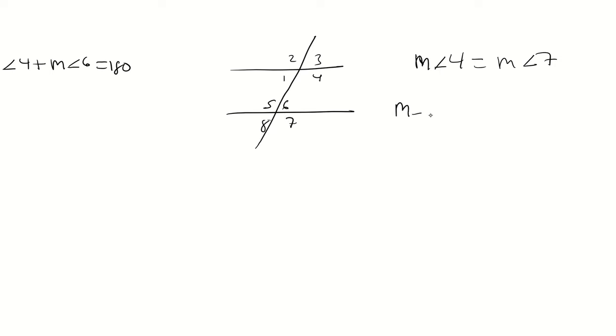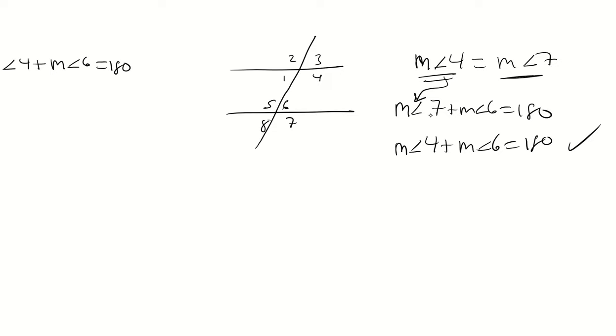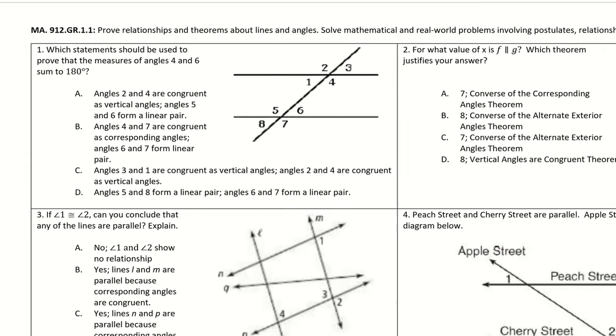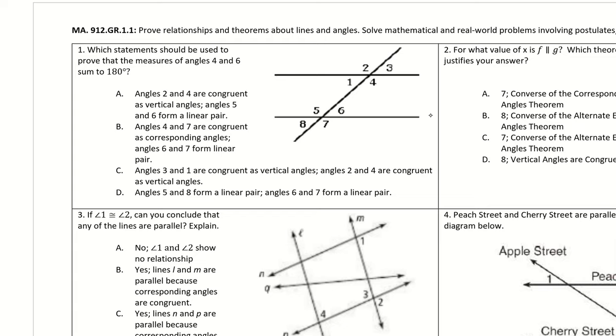So that means the measure of angle 7 plus the measure of angle 6 is 180. Now this we can use, because we know the measure of angle 7 is equal to the measure of angle 4. So we can plug this in here and we get the measure of angle 4 plus the measure of angle 6 is 180. And that's exactly what we were trying to prove, right? So therefore, that is our answer. That's what we're looking for.